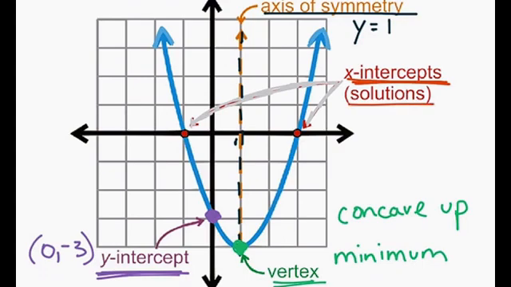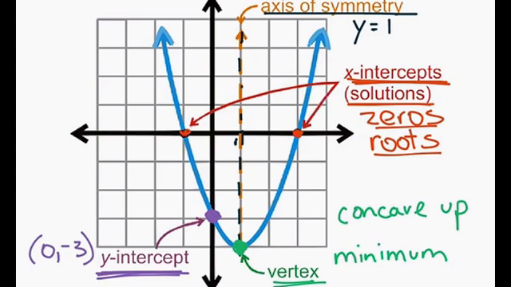Now here's what you've got to know about quadratic equations. Quadratic equations have 4 names for the same thing. You all know them as x-intercepts. They are also going to be called solutions. They are also going to be called zeros, and they are also going to be called roots. All 4 of these things mean the exact same thing. So here I have 2 x-intercepts, 2 solutions, 2 zeros, and they are at the points -1, 0, and 3, 0.